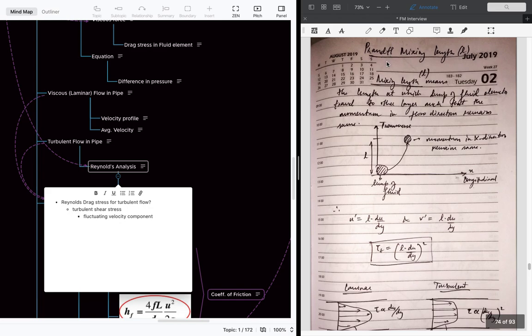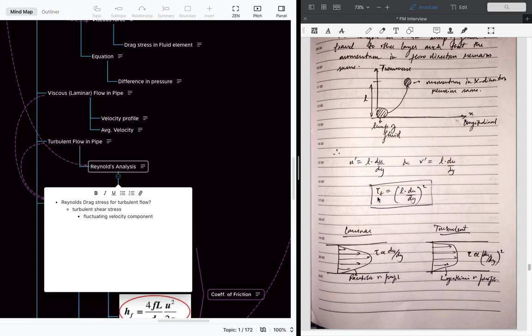So the famous thing about Reynolds is Prandtl's mixing length. Mixing length means the length at which a lump of fluid elements travels to another layer, such that the momentum at that layer in the fluid direction remains the same, and that length is called the mixing length. And the fluctuating velocities are given by the mixing length times the velocity gradient, for both u and v. From that we can get the turbulent shear stress as rho times l squared times the velocity gradient whole squared.